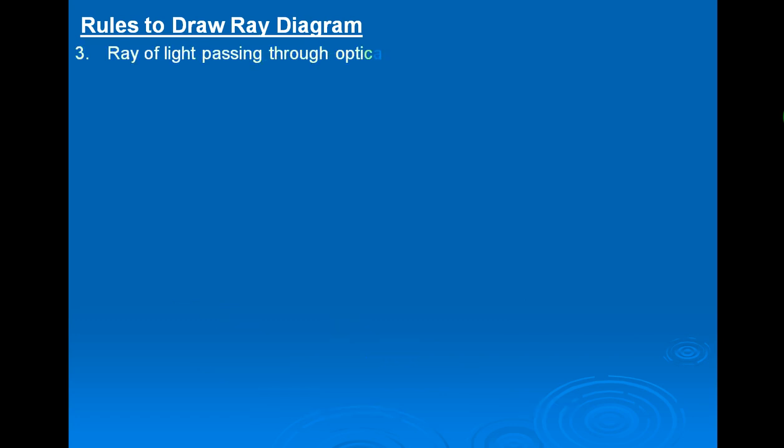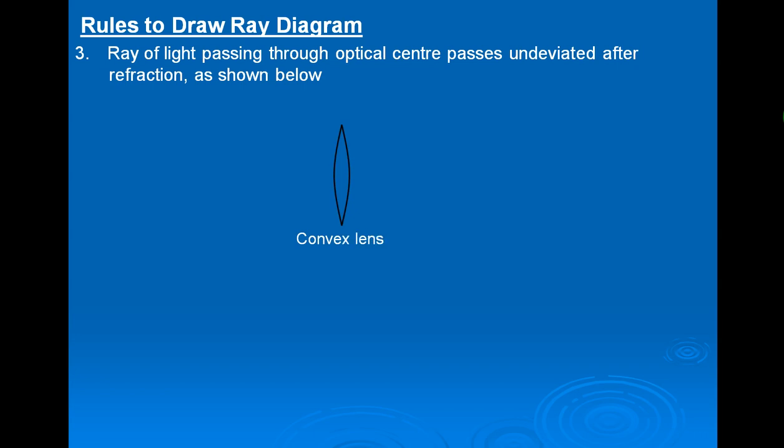Now third rule: a ray of light passing through the optical center passes undeviated after refraction, as shown below. Again, suppose this is the convex lens, point O is the optical center and this is the principal axis of the lens, and point F on the principal axis is a focus point. Suppose from point A, a ray of light is passing through the optical center.